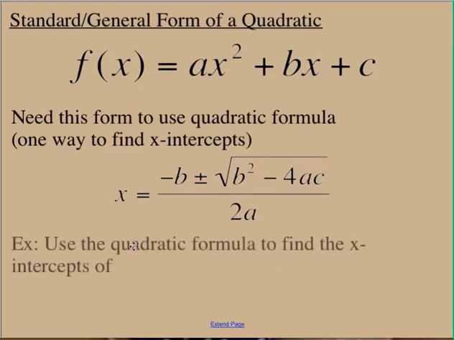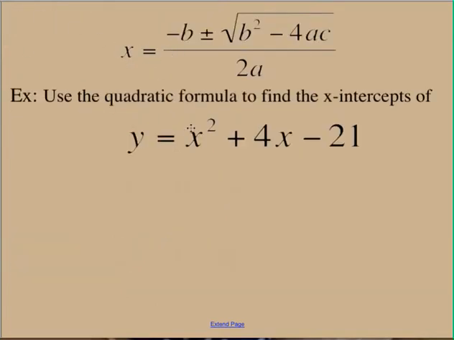And so then use the quadratic formula to find the x-intercepts of y equals x squared plus 4x minus 21. Go ahead and try this on your own and then come back to the video and see the answers. So using the formula, my a is what's in front of x squared, b is in front of x, and then the negative 21 is my c value. So I'm going to pop those into the quadratic formula.